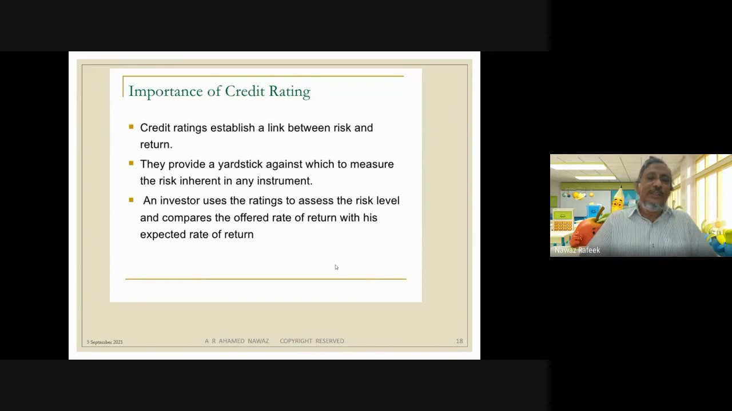An investor uses the ratings to assess the risk level and compares the offered rate of return, which is the expected rate of return. So whenever lenders or investors look at the rating, they assess the risk level and see what the return is. If the return is sufficient to cover the risk, then they invest. If the return is not sufficient for the risk, they may not invest. So that's the importance of credit rating.